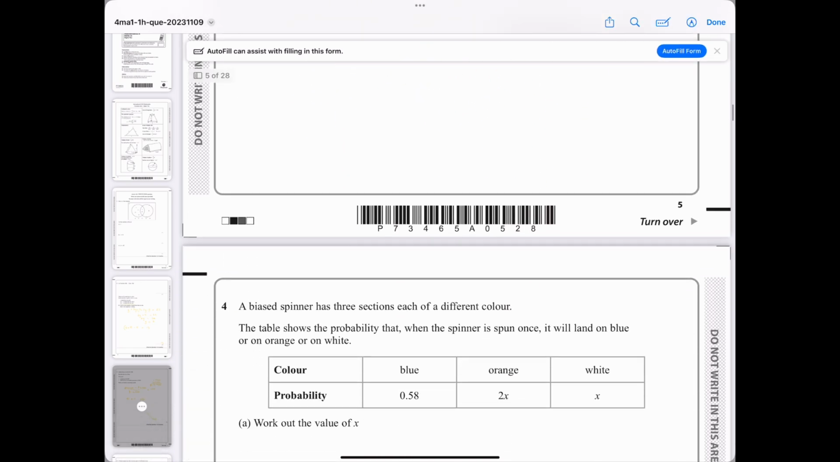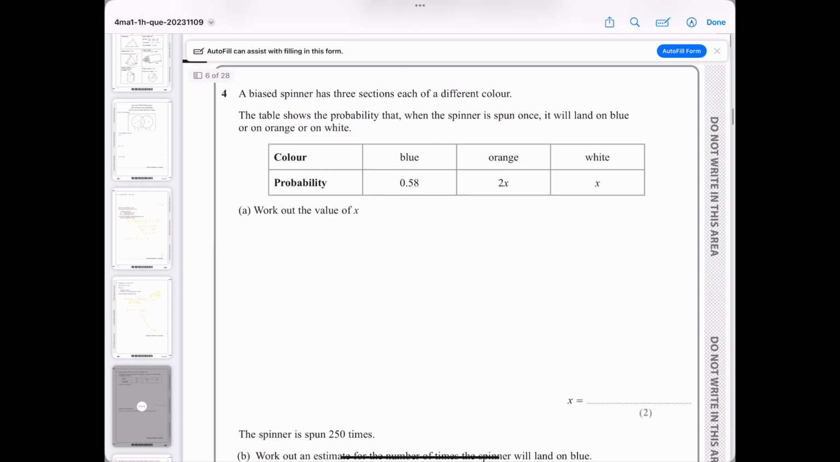And let's have a little look. So a biased spinner has 3 sections, each of a different colour. The table shows the probability that when the spinner is spun once, it will land on blue or orange or white. Work out the value of x. So this all adds up to 1.